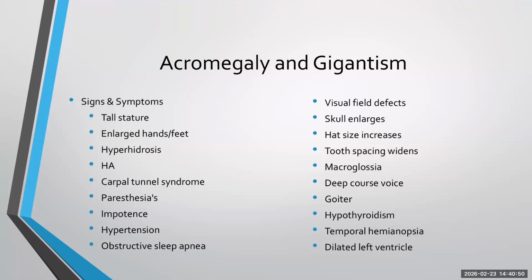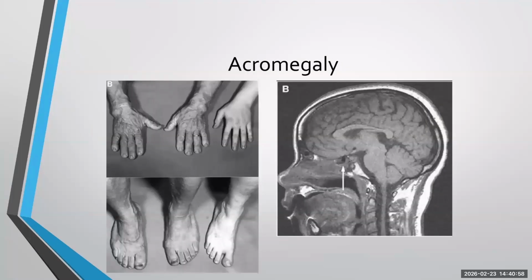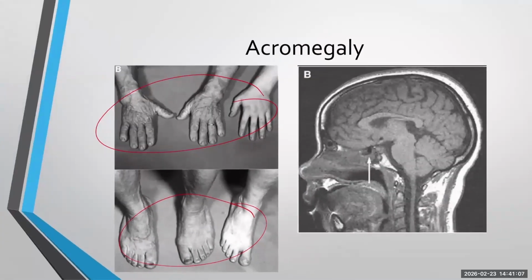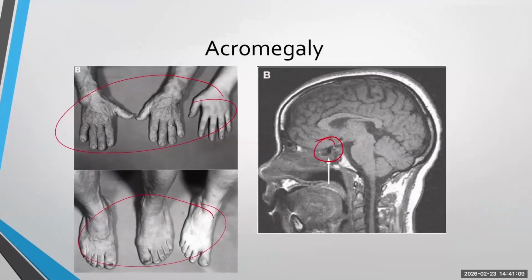Here's your thyroid issues and the dilated left ventricle. Again, they're all going to die of these cardiovascular issues. The heart's going to enlarge as well. And then just some more pictures you can see. Hand sizes. You can see the changes in the feet sizes from one person to another. And then the tumor right there.